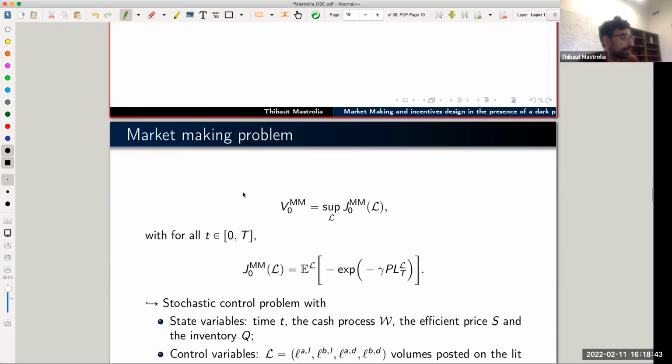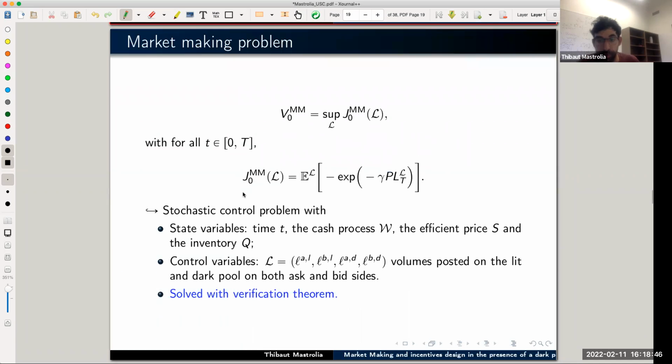As usual, this is a very standard stochastic control problem. You have state variables: the time, the cash process W, the efficient price, and the inventory. You have control variables, which are just the volume posted on both the lit and the dark pool on the ask and bid sides. So you can solve it with a verification theorem by writing an HJB equation, a Hamilton-Jacobi-Bellman equation. I will not write this equation because there are a lot of terms, especially because there are jumps. So we can write a PDE associated to that.